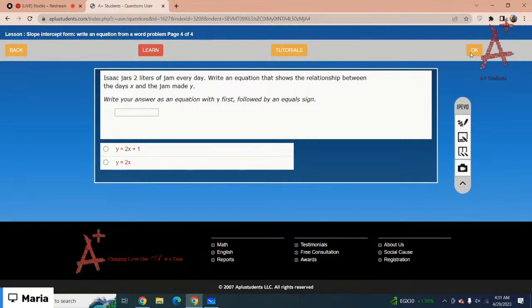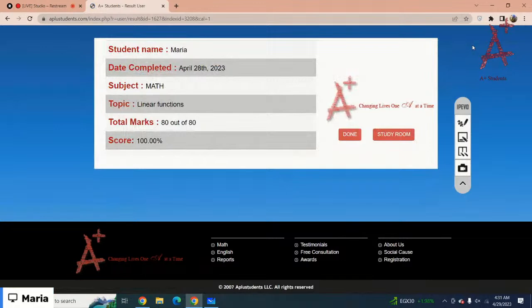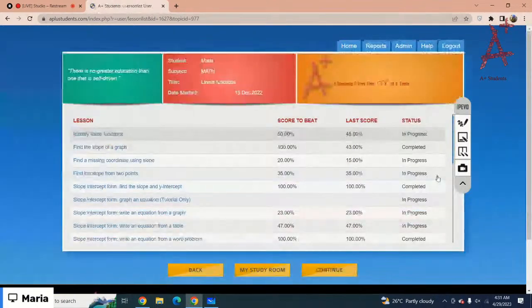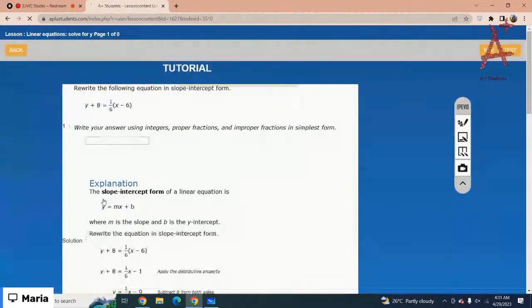So the correct option is y equals 2x. Okay, we are done with the lesson. Let's move on to the next lesson. The next lesson is linear equations, solve for y.